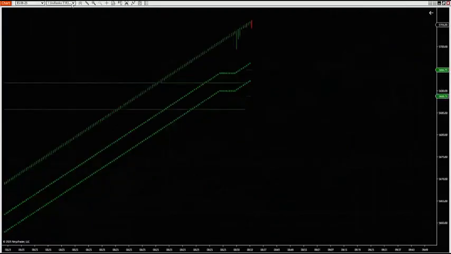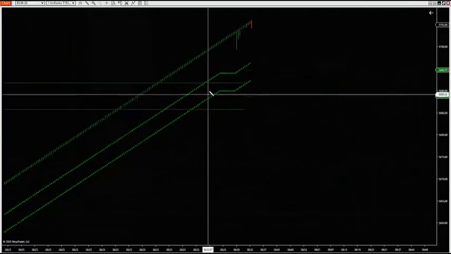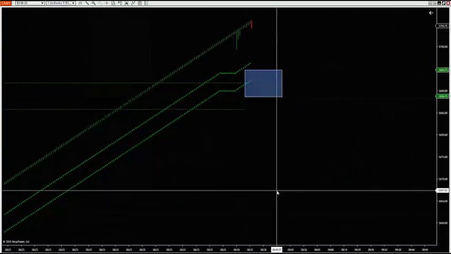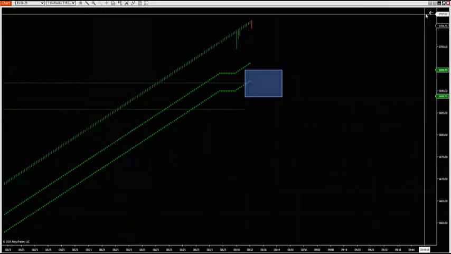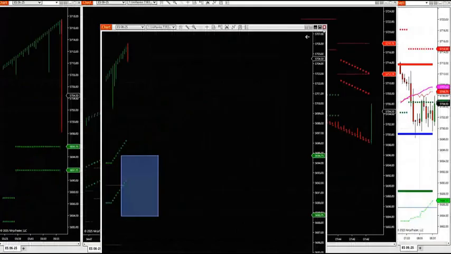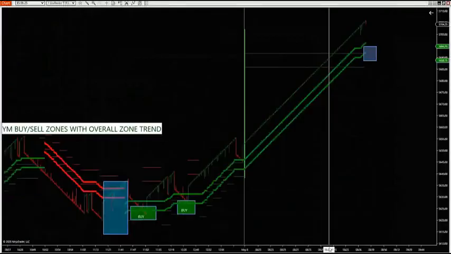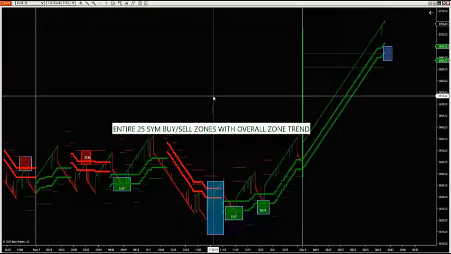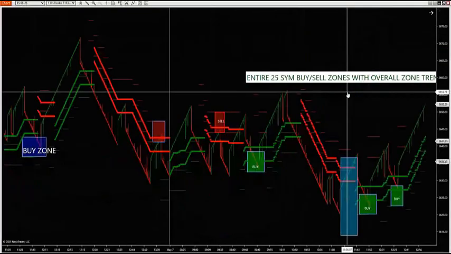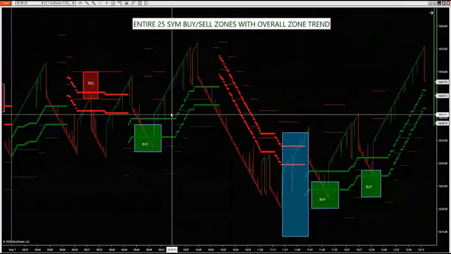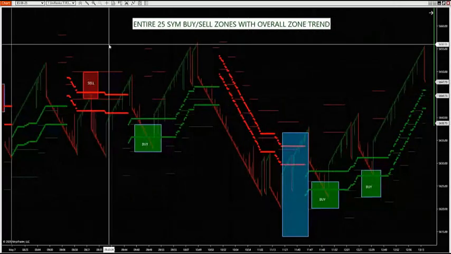Now we got a buy zone. This will be our buy zone. So this is going to even itself out. There's our buy zone we want to concentrate on this morning. Okay. So very, very simple how to trade this now, just looking at your buy and sell zones based upon your trend only.